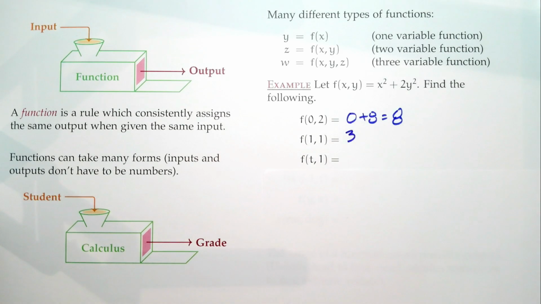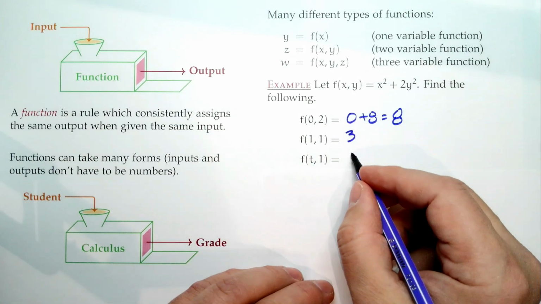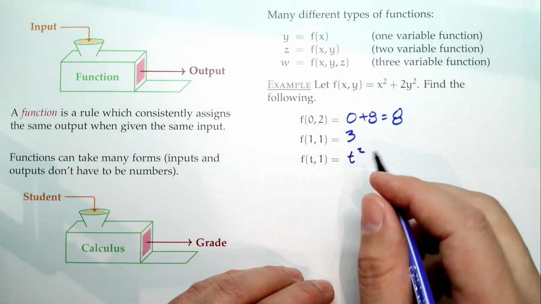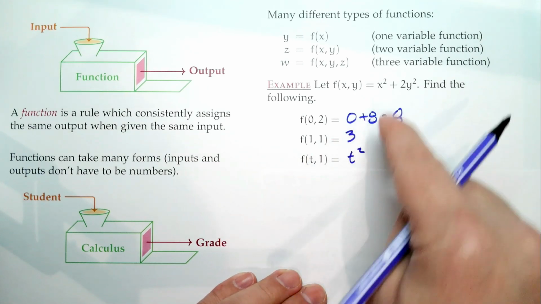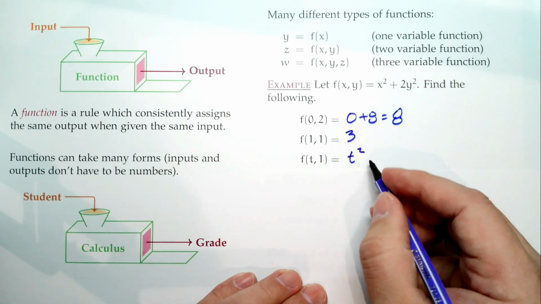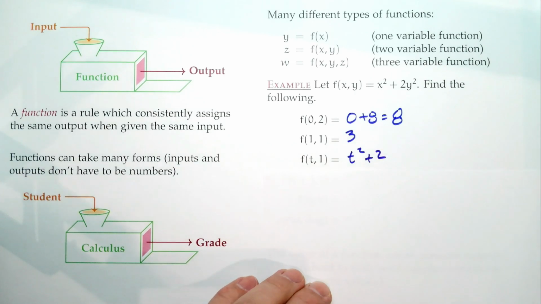T squared plus 2. So yeah, notice that now these aren't just numbers, this is a symbol. Am I allowed to plug in a symbol? Absolutely. I can put in anything I want. I just have to follow the rule. So the x slot is t, so I'm going to square that, and then I'm going to add 2 times 1 squared. So t squared plus 2. What if I did f of t plus 1 comma t?